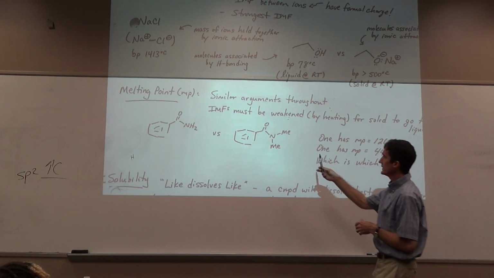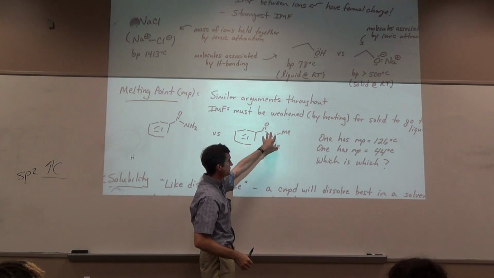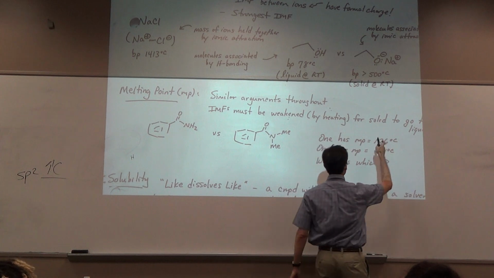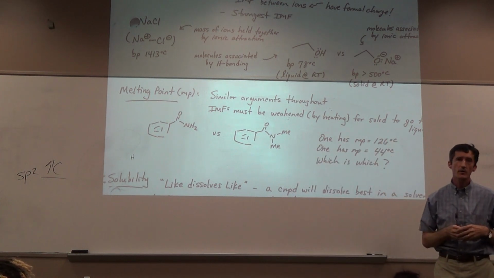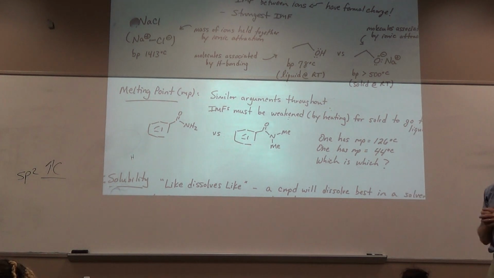Example. Look at these two carboxamides. Primary carboxamide, tertiary carboxamide. One has a melting point of 126, one is 44. Okay, we're on The Price Is Right. Label them, see if we win. This one's 126, one's 44. Should be pretty easy.